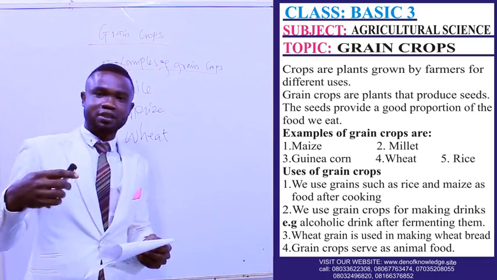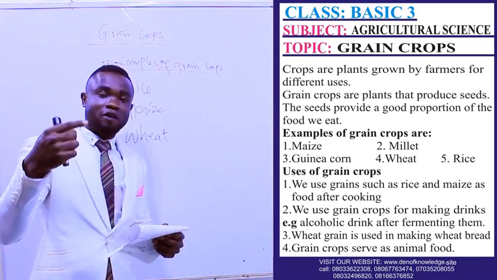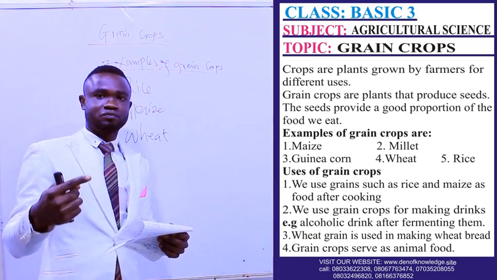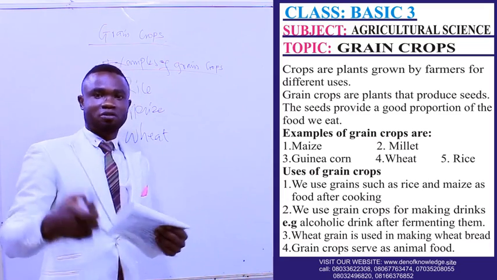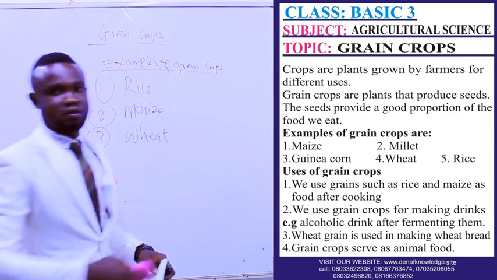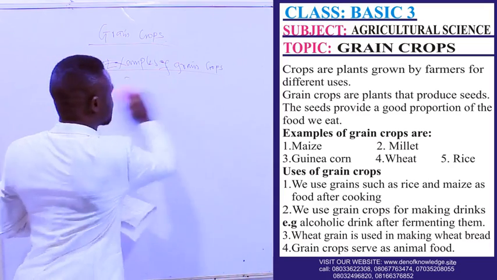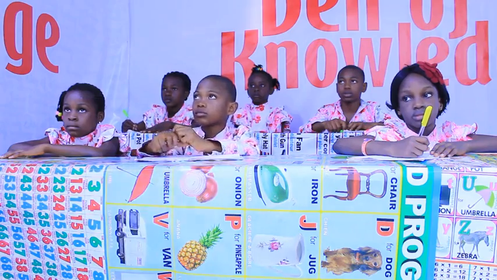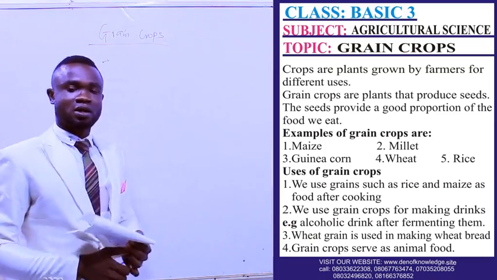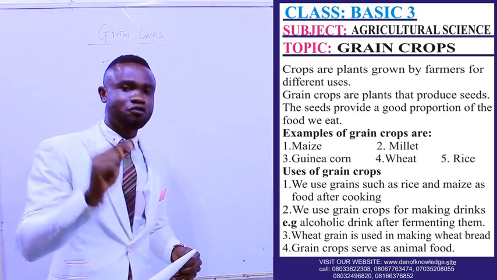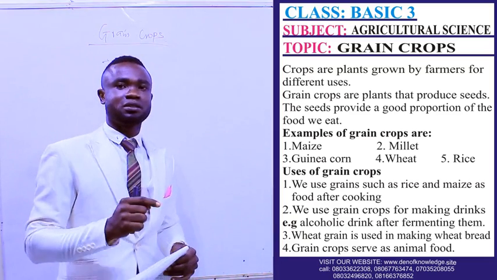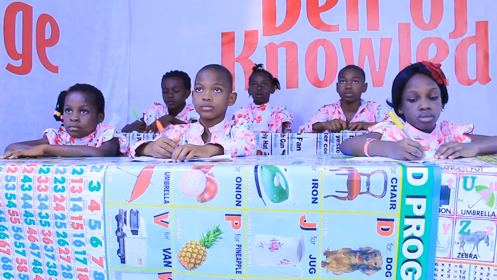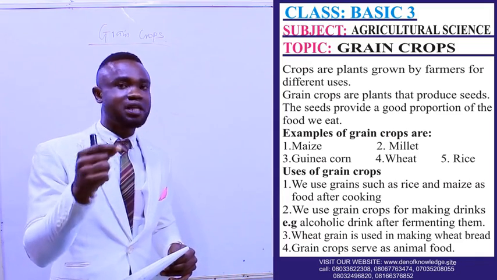Next one is the uses of these crops. Like I said, we have maize. Maize is a very good food. We cook them and eat. You eat food and maize is one of them. Maize is good. You cook, prepare maize and eat.